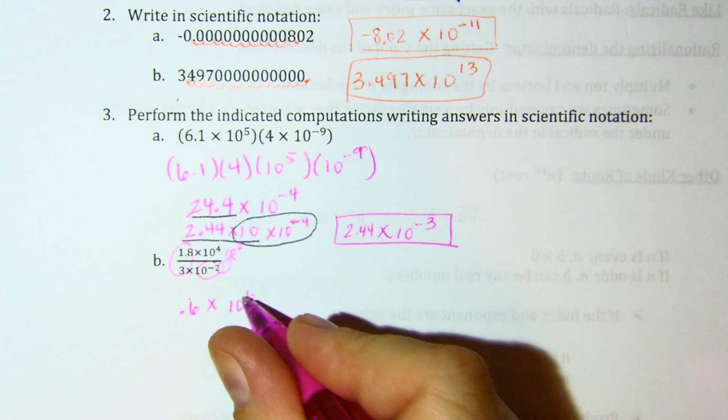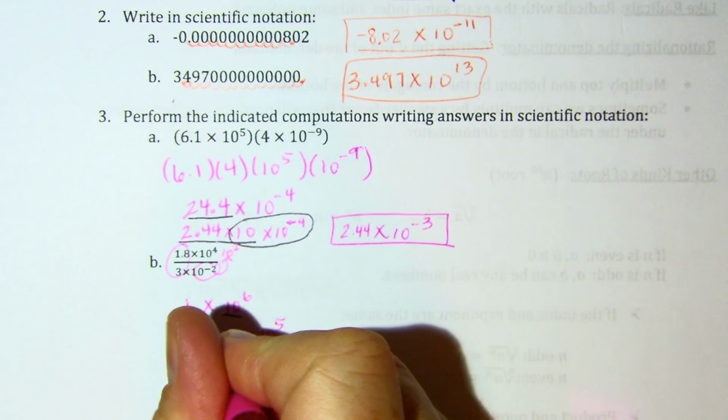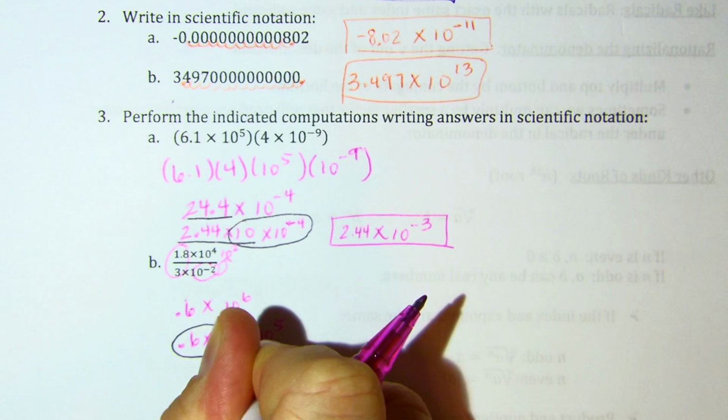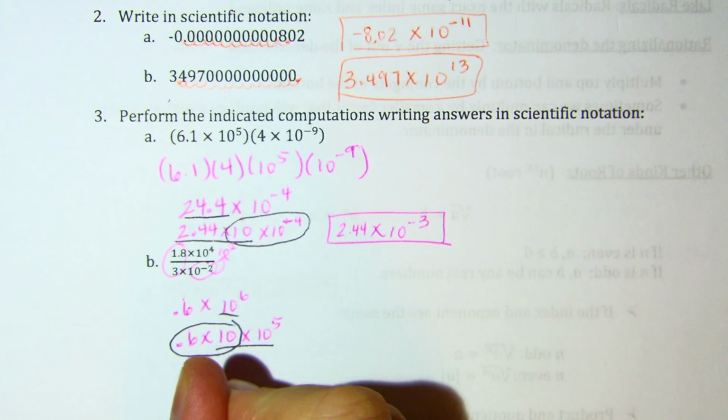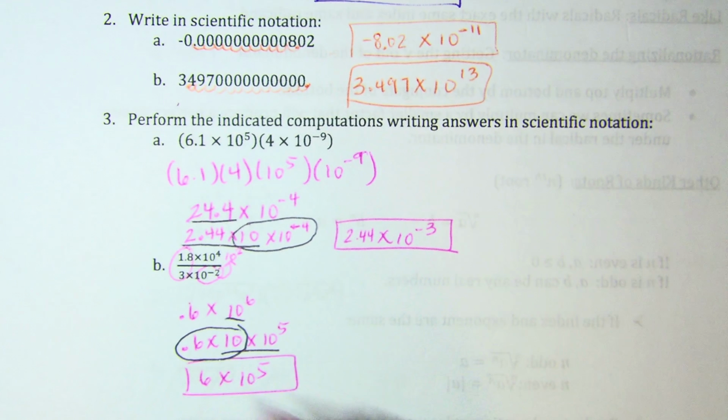So this is equivalent to this times 0.6. And then I can group these two together. 0.6 times 10 is 6 times 10 to the 5th. And now it's in scientific notation. All right, let's go ahead and move on from scientific notation.